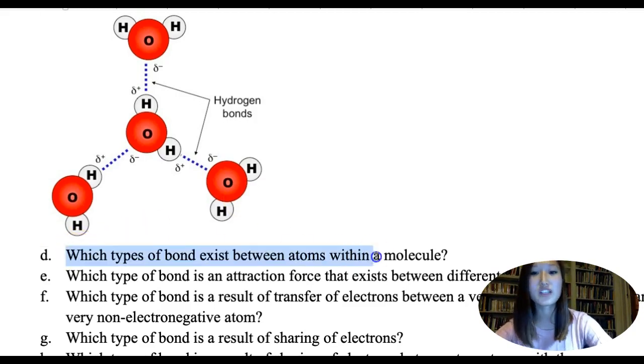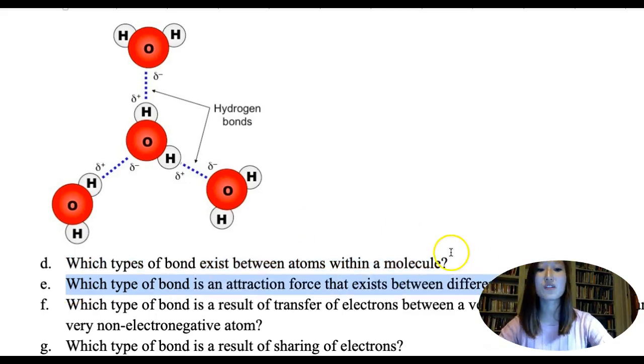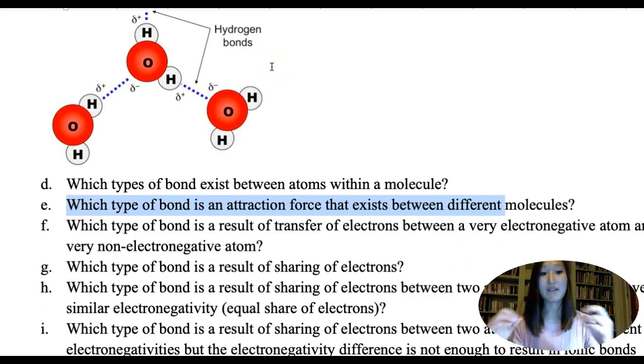So when we look at a question, which type of bond exists between atoms within one molecule? That is your ionic bond or covalent bond. Which type of bond is an attraction force between different molecules? Then you can have hydrogen bond. So again, hydrogen bond is in between different molecules. It's not within one molecule anymore. It's this attraction force between different molecules.